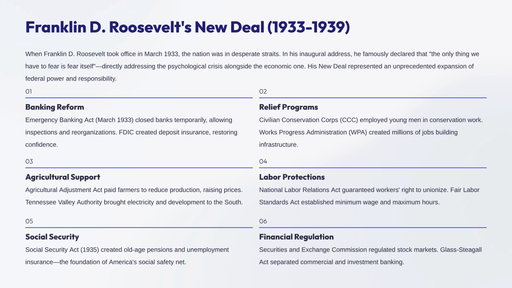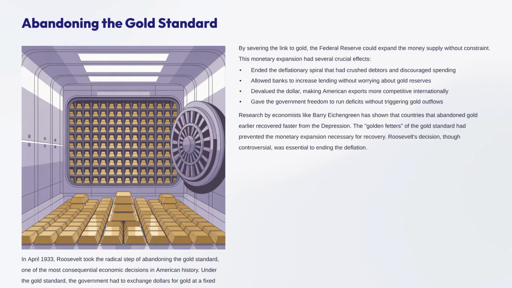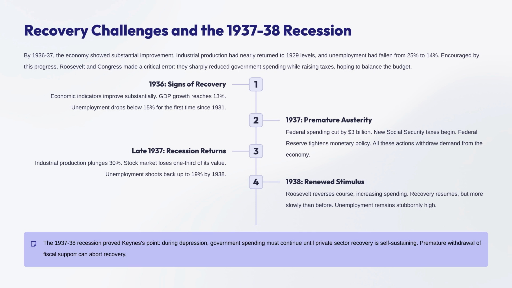Key initiatives included banking reform through the FDIC, massive relief programs like the WPA, agricultural support, labor protections, and the creation of Social Security and the Securities and Exchange Commission. In a radical move, Roosevelt abandoned the gold standard in April 1933. This allowed the Federal Reserve to expand the money supply without constraint, ending the crushing deflationary spiral and proving essential for economic recovery. Recovery was not smooth.